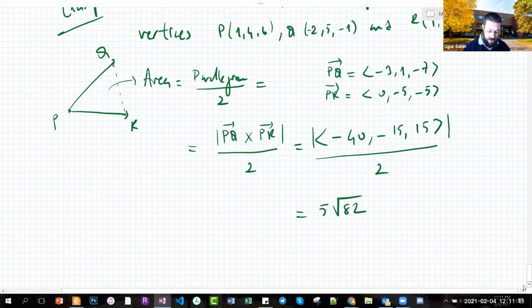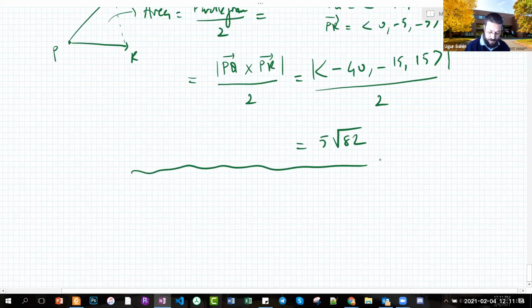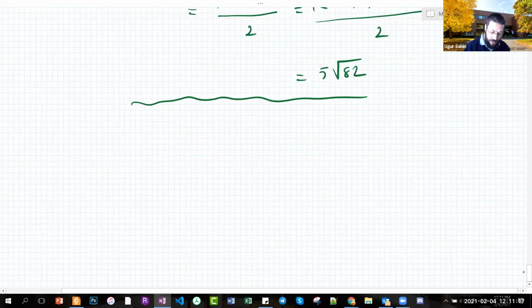Last thing for today, guys. There is a physical quantity which we can use cross product to calculate, which is torque. As you know, torque is the measure of the tendency of a body to rotate about an axis. You apply your force. Let's say you have a stick here.